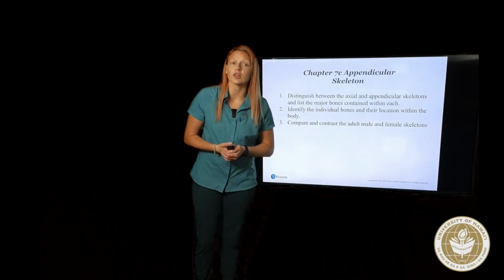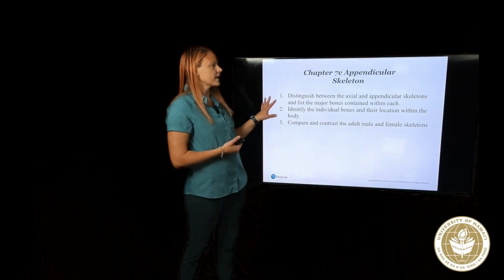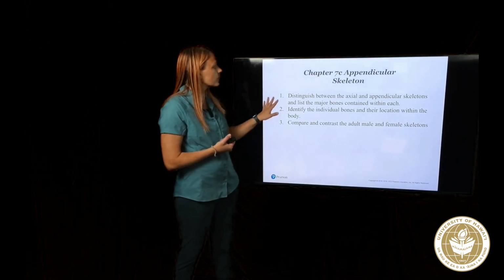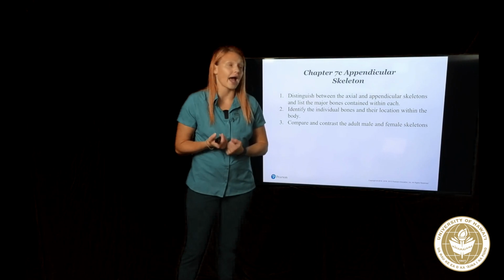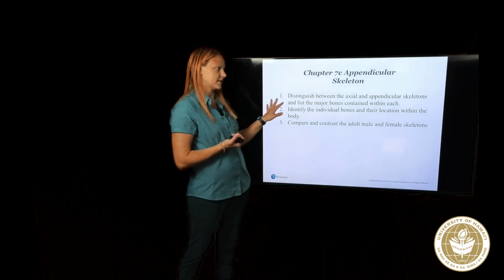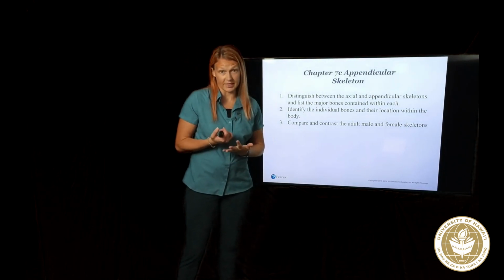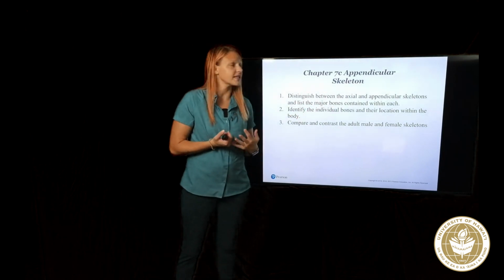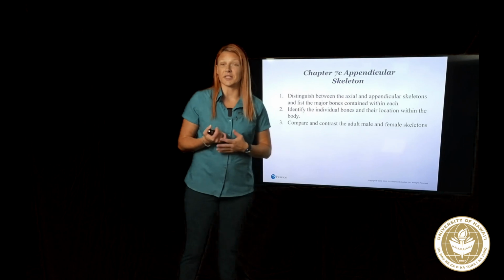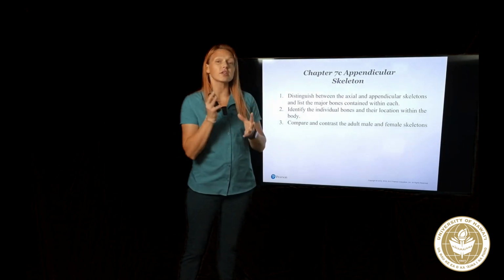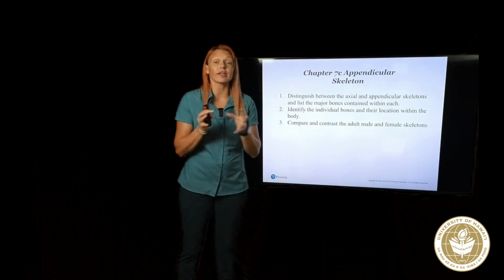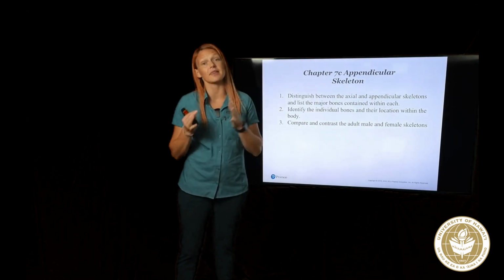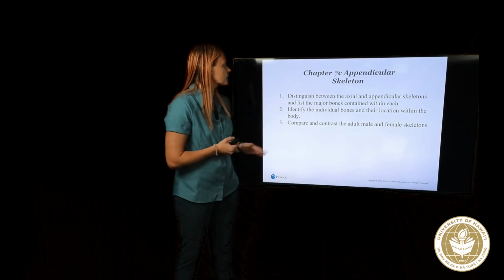In terms of our learning outcomes for today, in this Chapter 7C appendicular skeleton lecture, first we're going to be distinguishing between the axial and the appendicular skeletons and listing the major bones contained in each. Now obviously we've already listed the major bones in the axial skeleton. Today we'll be doing that in the appendicular skeleton, and you should be able to look back between all 3 lectures and do a comparison between the axial skeleton bones and the appendicular skeleton bones.